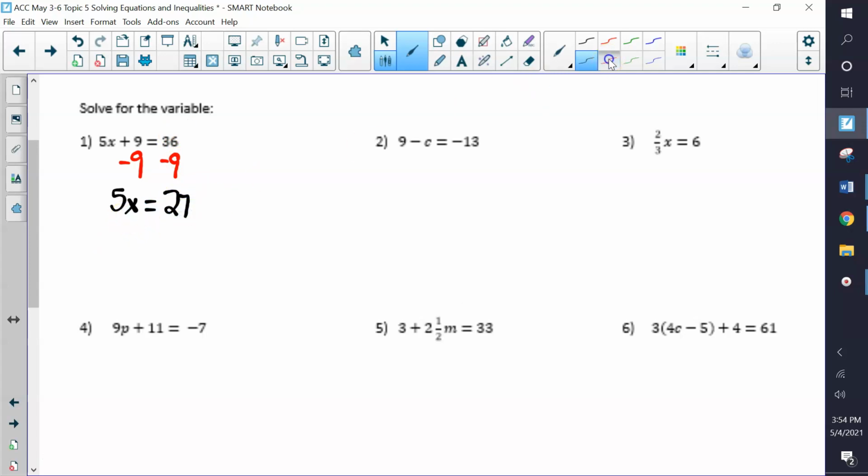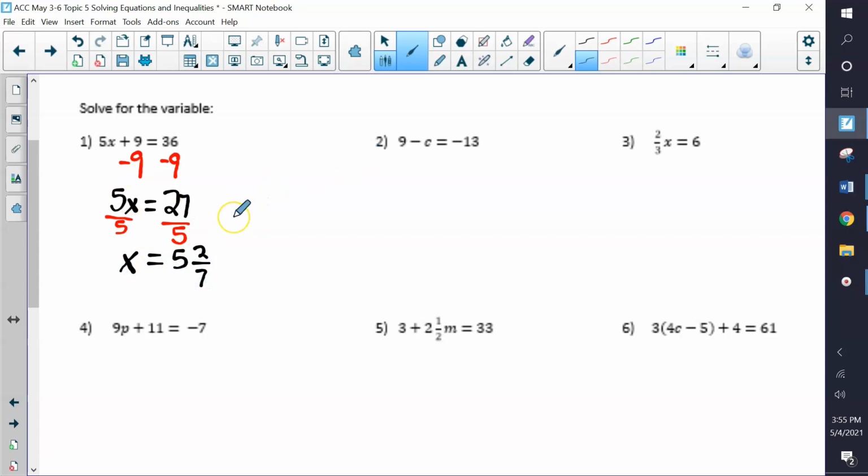Now, the next step, we want to isolate x, so we want to undo this math operation that's happening with x. What is that math operation? What does it mean when a 5 is next to an x? 5 times x. We want to undo multiplying by 5. So we're going to show dividing by 5. Divide by 5 on both sides, and write your solution.